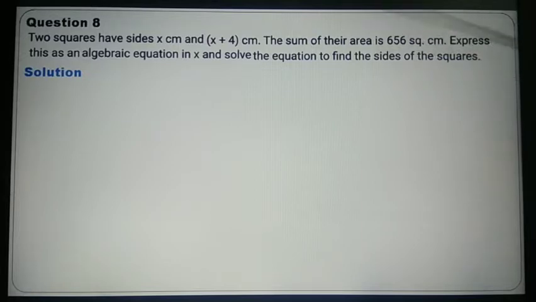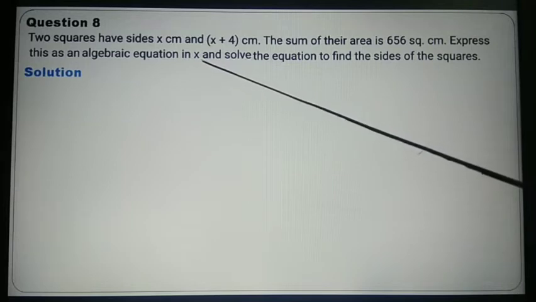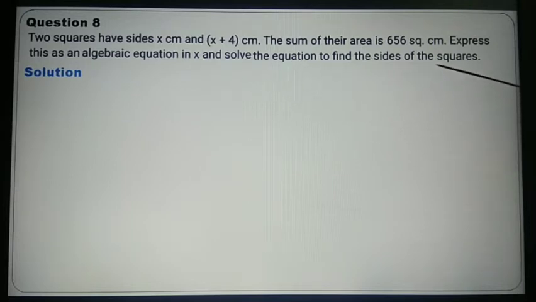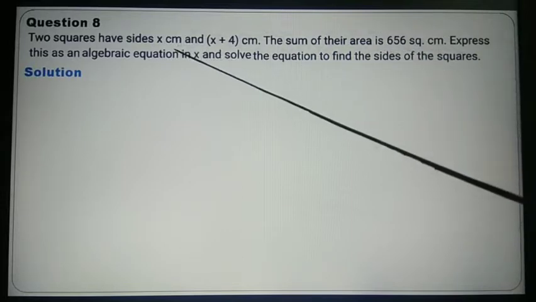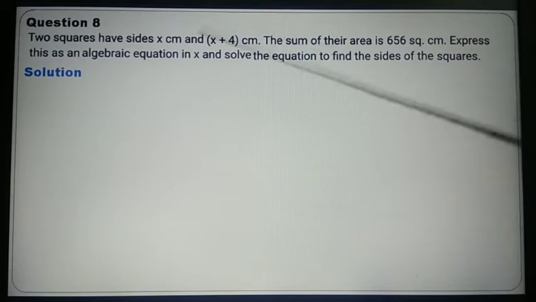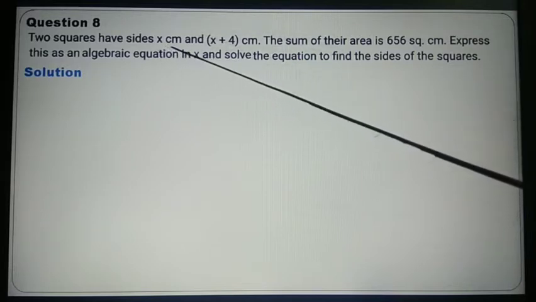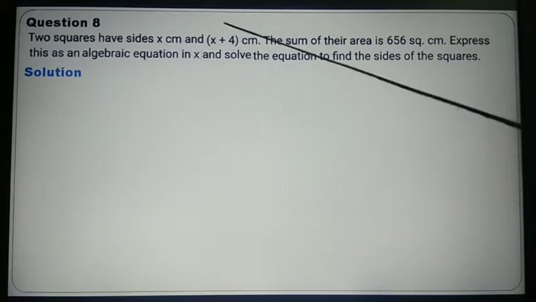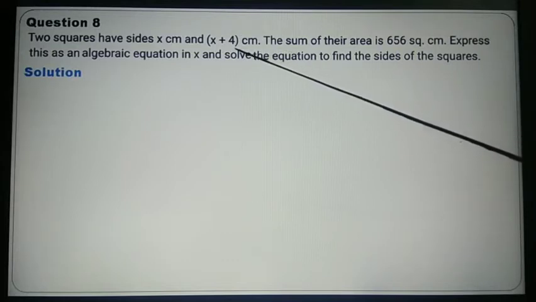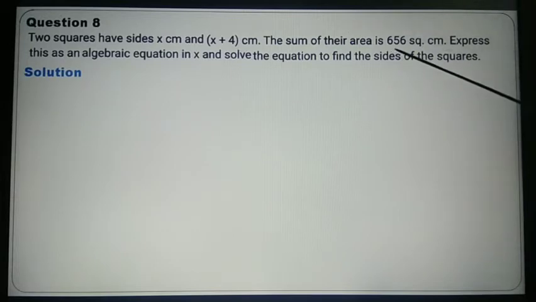You need to express this as an algebraic equation in x and solve the equation to find the size of the square. That means sum of the area means find the area of the first square, find the area of the second square. So area of the first square is going to be side square, that is x square, and the area of the second square is going to be side square, that is x plus 4 whole square. So you just add the areas and the sum will be equal to 656. You will do this sum by yourself. Fine, so we'll move on to the next question.